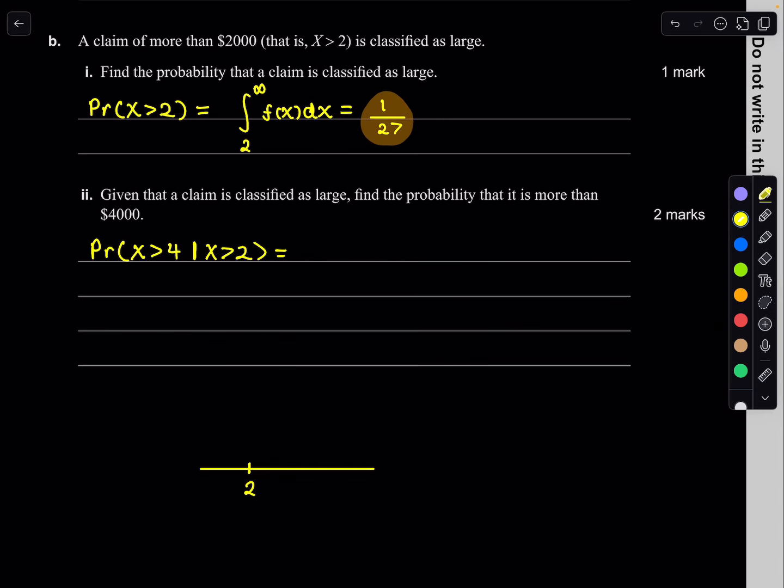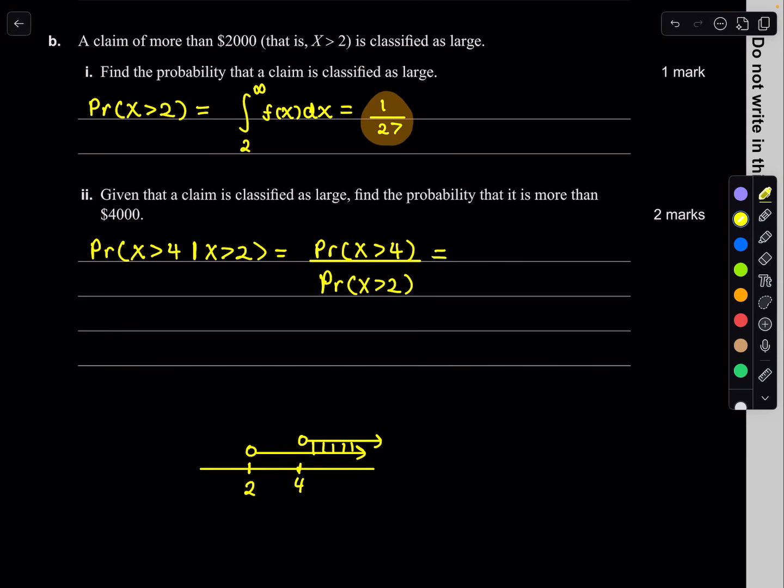For example, 2 is here, so open circle going to infinity, and 4 is here, open circle going to infinity, and we can see the point of intersection is here, which is the probability that x is greater than 4, and then divided, and you always divide it by the probability of what's on the right. X is greater than 2, and of course that's easy. So we know, just do that in our CAS.